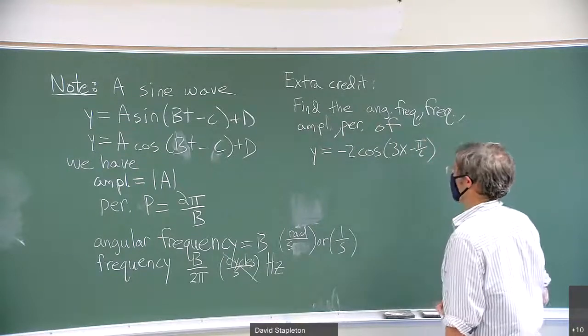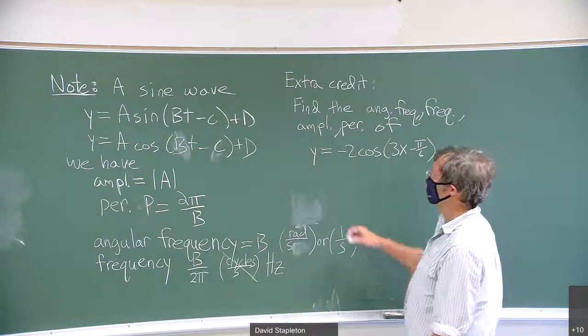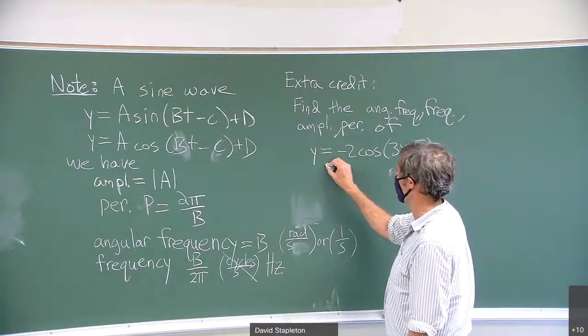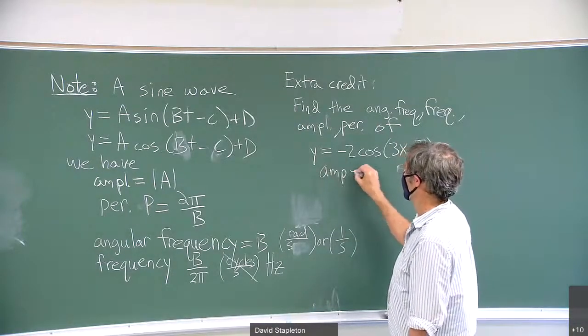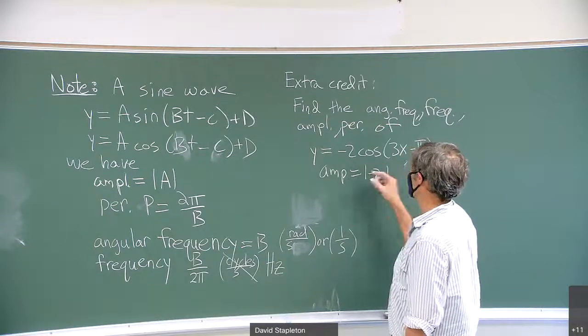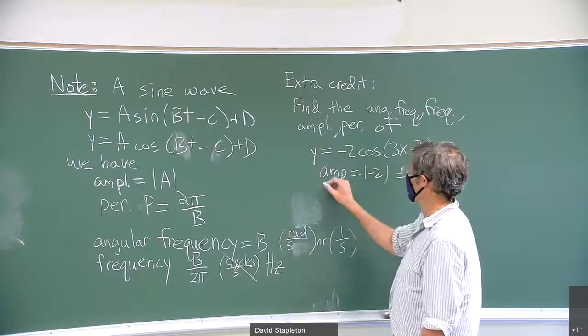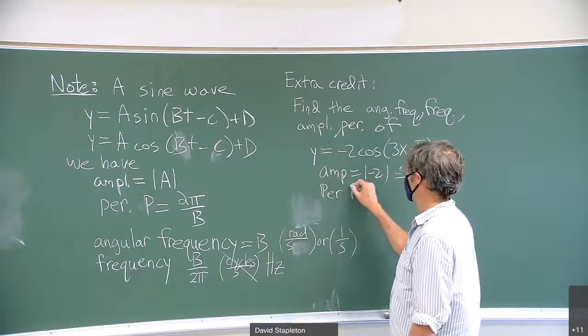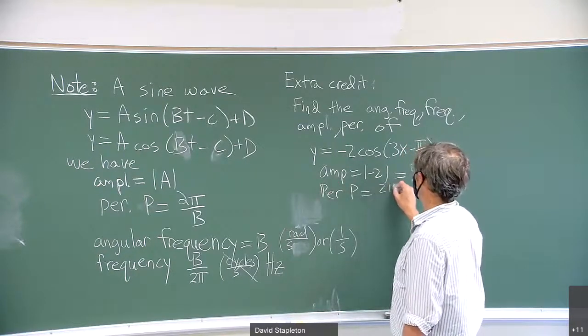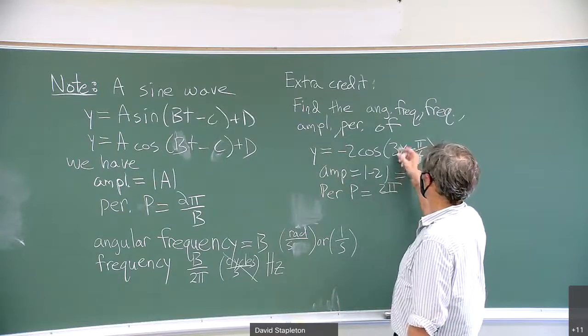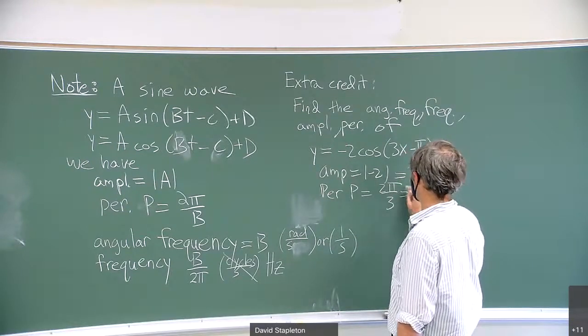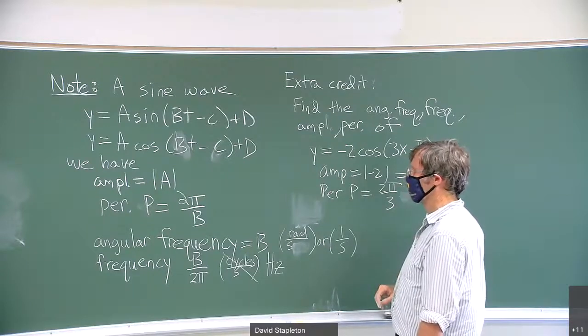Wonder what that is. Well, we already did some of these. Amplitude. Just the absolute value of A, the absolute value of -2 is 2. So just copy this down and send it to me. Right? And then the period, P, is 2 pi over B, and B is 3 here, right? So it's 2/3 pi.